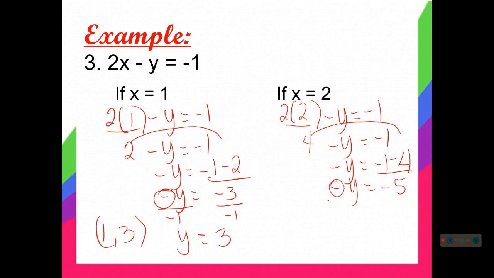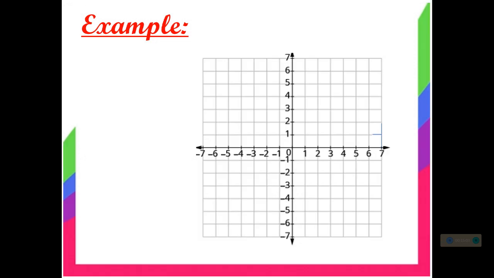But again, we have the negative sign. So divide both sides of the equation by negative 1. So you will obtain y equals negative 5 divided by negative 1, which is positive 5. Okay? So our ordered pair here will be (2, 5). Question? Okay, let's plot this.